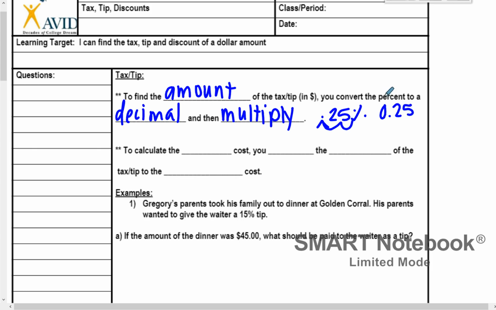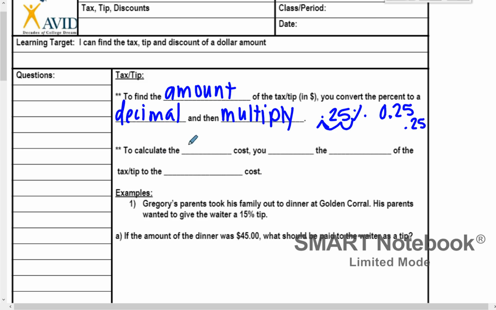Now you do not need this 0 when multiplying because it's just going to add an extra placeholder, and the 0 for the decimal is not super important where we need to write it. So we can drop that off to be like a .25 as well. So that's how we would find the dollar amount of a tax and tip.